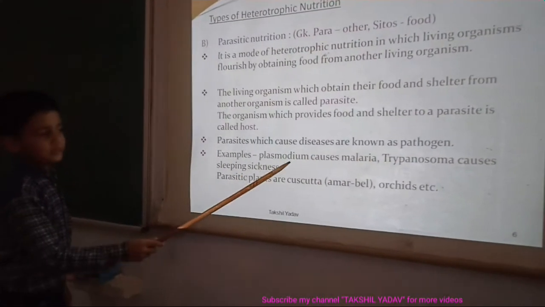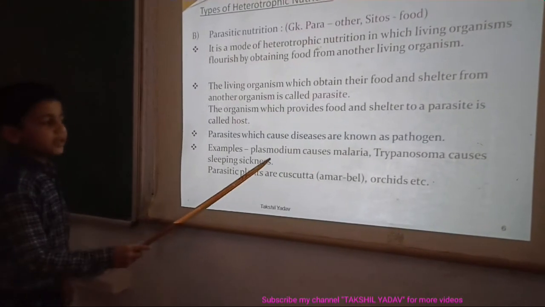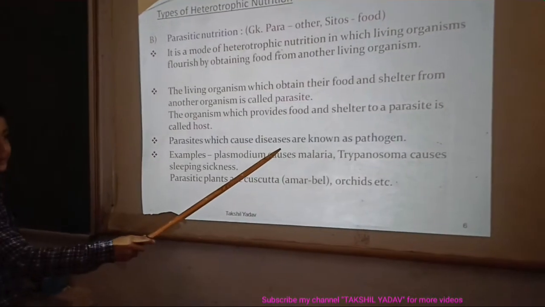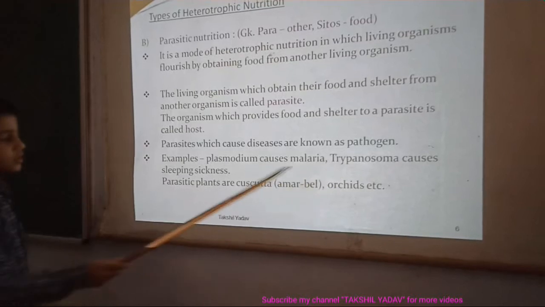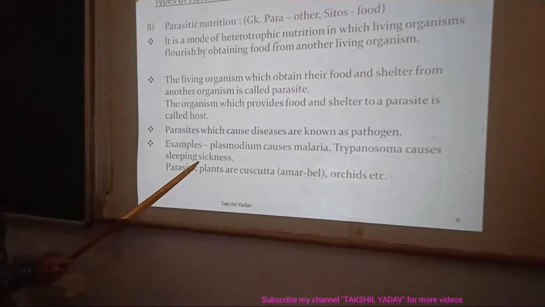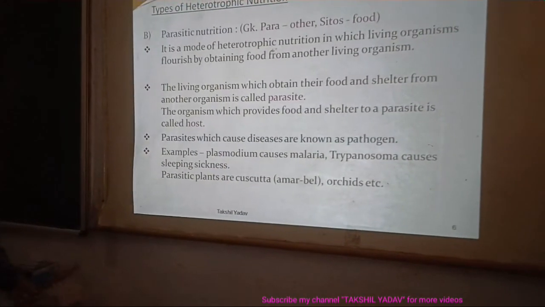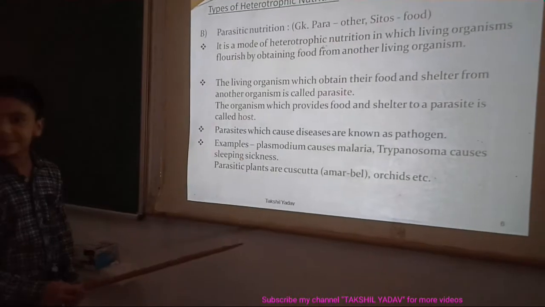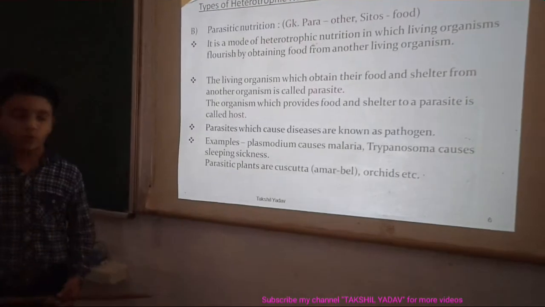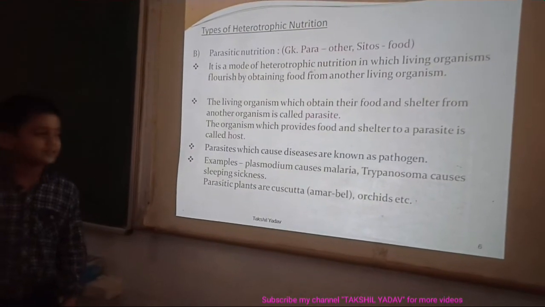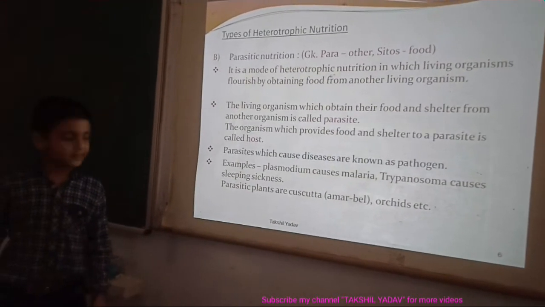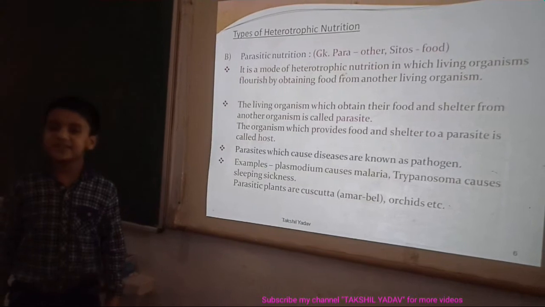For example, Plasmodium causes malaria. Here, Plasmodium is a pathogen as it causes the malaria disease. And Trypanosoma causes sleeping sickness. Here, Trypanosoma is a pathogen as it causes sleeping sickness, that is a disease. Now, some of the parasitic plants are Cuscuta or Amarbel, orchids, mistletoe. Cuscuta is a total parasitic plant, and mistletoe is a partial parasitic plant.